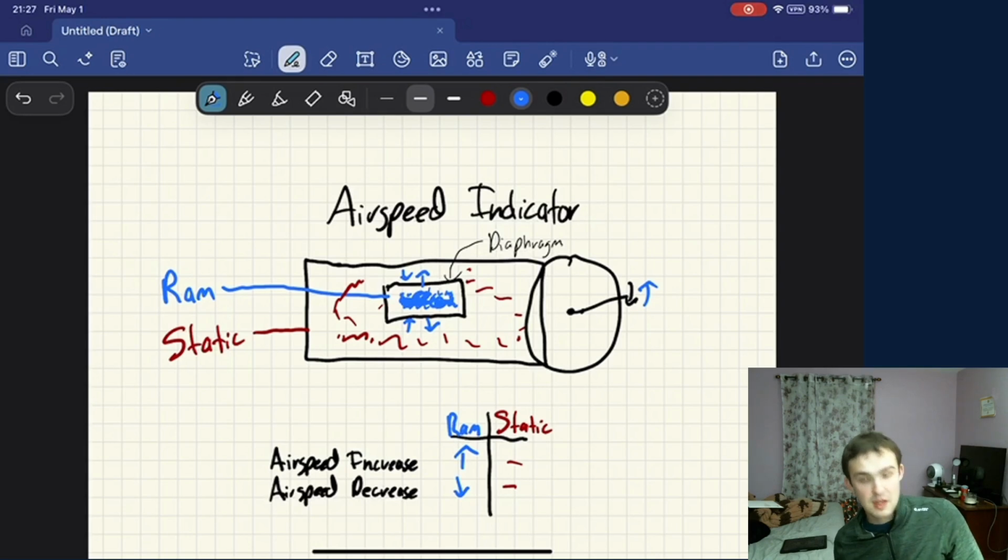It's a very simple mechanism, as we said. And now we're going to kind of shift gears into the altimeter.